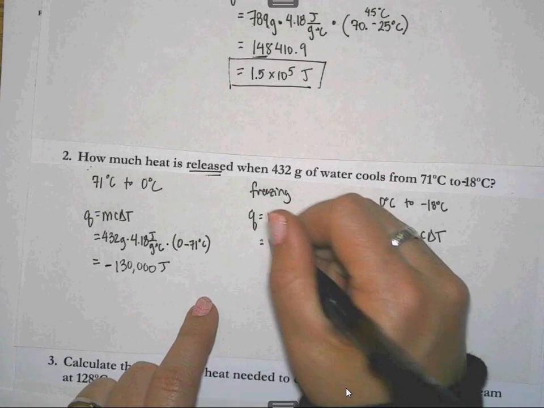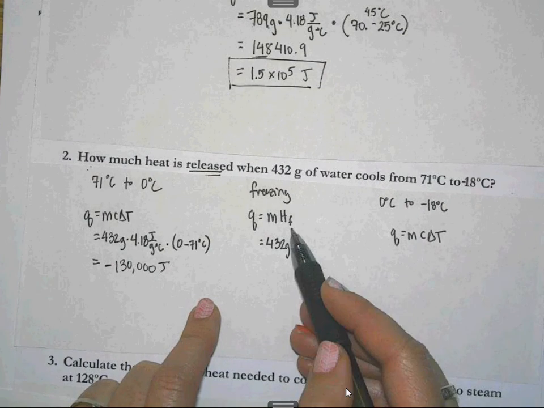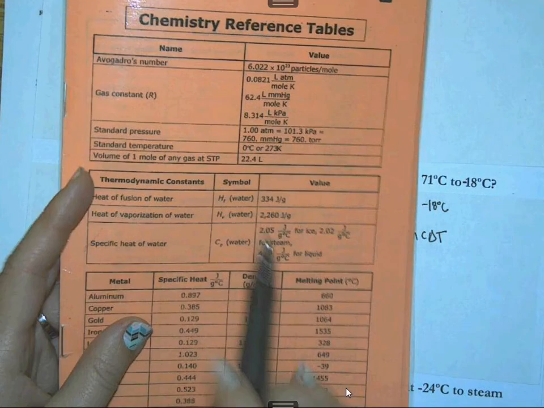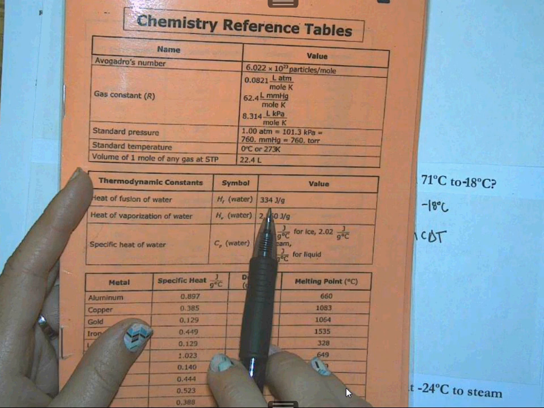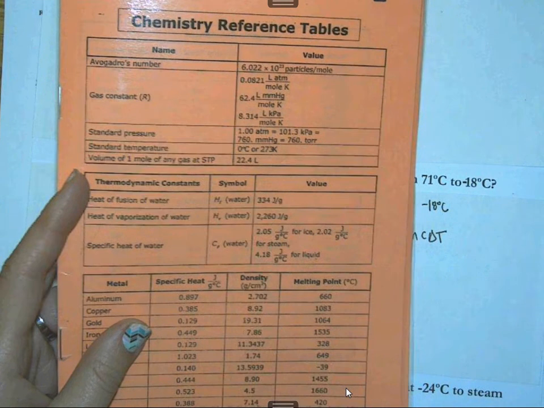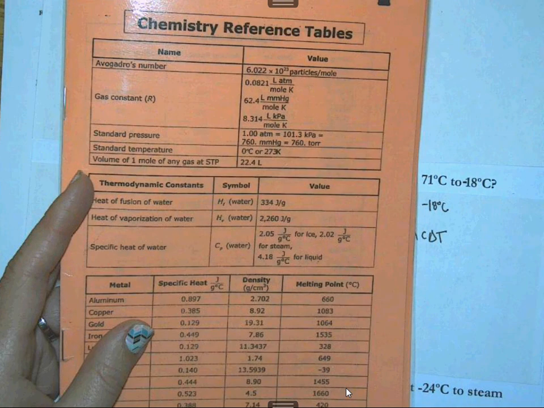So when you go to your reference table and you're trying to figure out which of these things I need to use in order to figure out freezing, down here you have heat of fusion. It's kind of small up there, I know, but I see it. It's the H sub F. So I'm going to have to use that M H F one. I'm going to use Q equals M H sub F.